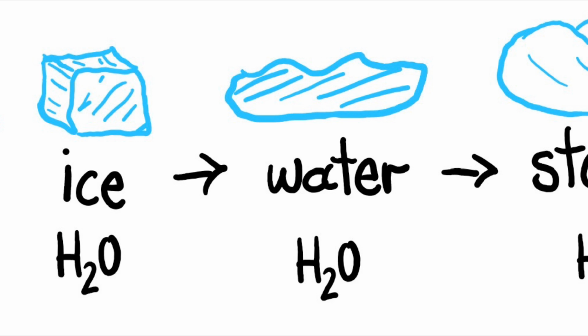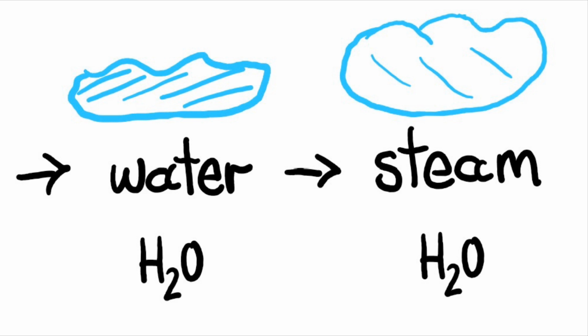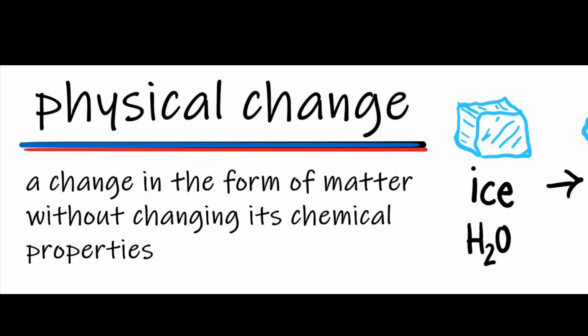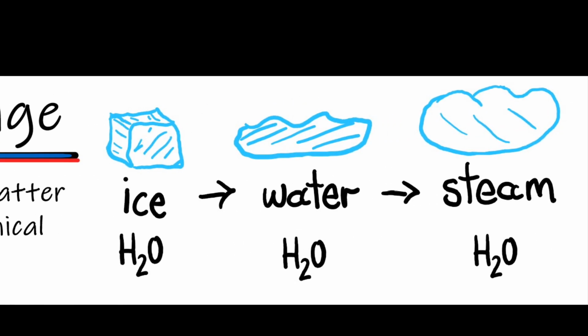Water changes all the time. It can be solid ice, liquid water, or a gaseous cloud of steam. Water changes phases and is an example of a physical change. A physical change is a change in the form of matter without changing its chemical properties. Water is still H2O if it's solid, liquid, or gas. The chemical properties, or the arrangement of atoms and molecules, don't change in a physical change.